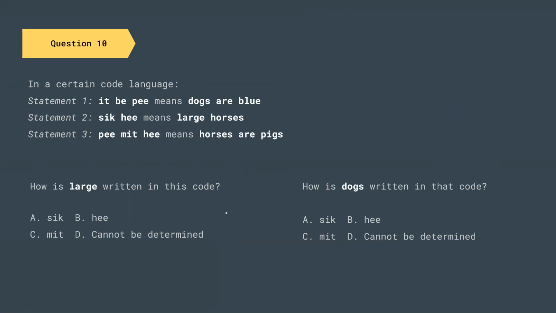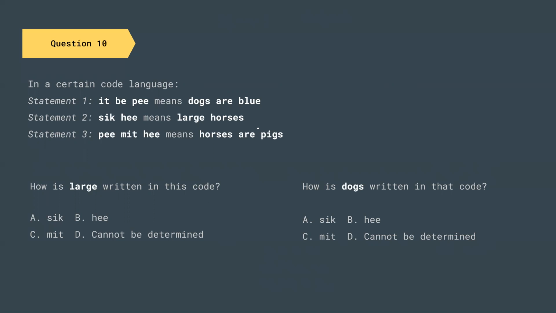It is the same question. So they are telling us that in a certain language, "it BP" means "dogs are blue", "Sikh he" means "large horses", and "P mit he" means "horses are pigs". So the question is, how is "large" written in this code? And the second question is, how is "dogs" written in that code.